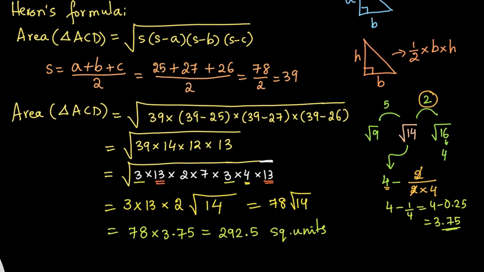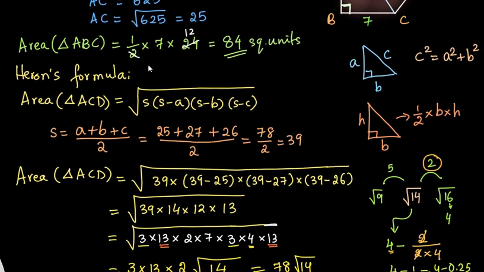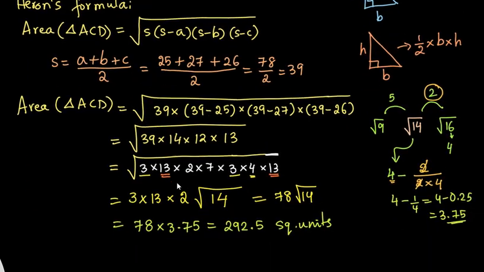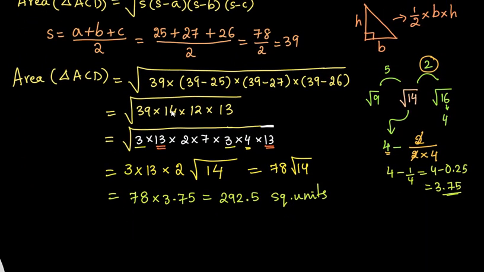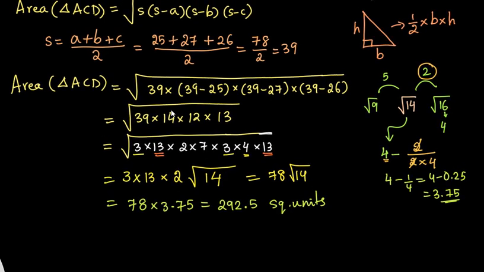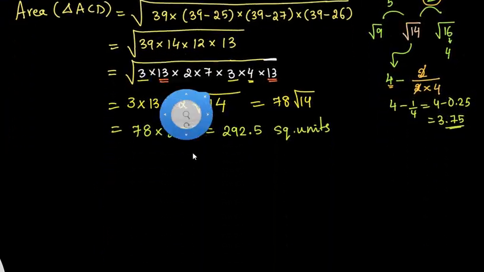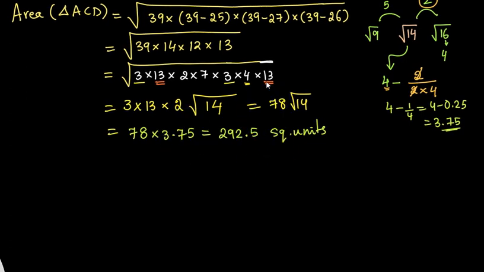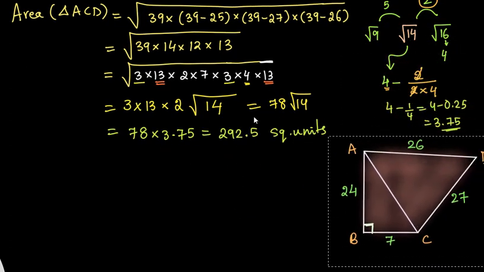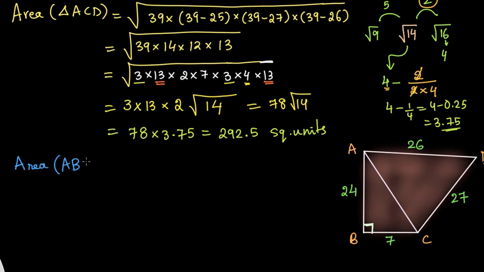So we have found out the area of both the triangles here. That is, the area of triangle ABC was 84 and the area of triangle ACD is 292.5. So to find the area of the quadrilateral, we just have to add both the areas. If you want, I'll get the diagram once again here. So we have the diagram over here for your reference. As you can see here, the area of quadrilateral ABCD is nothing but the sum of the area of triangle ABC plus the triangle ACD, right? Both the areas have to be added.